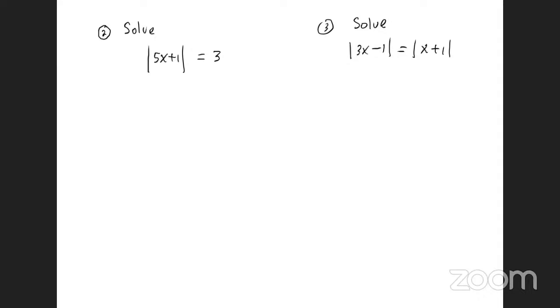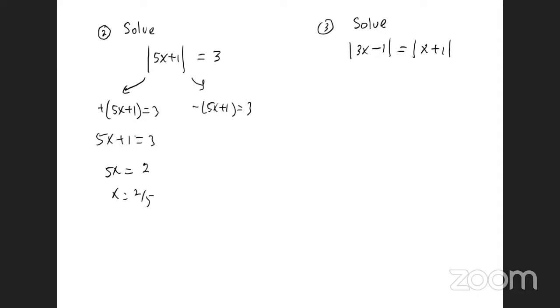Do exactly like that. So the first one is using its definition. I'm doing it with the plus, so that's 5x plus 1 is 3, and then you do it for the minus. So this is 5x plus 1 is 3, and I will get 5x is 2, x is 2/5. Minus, 5x minus 1 is 3, minus 5x is 2, x is minus 2/5. So that's A, B.